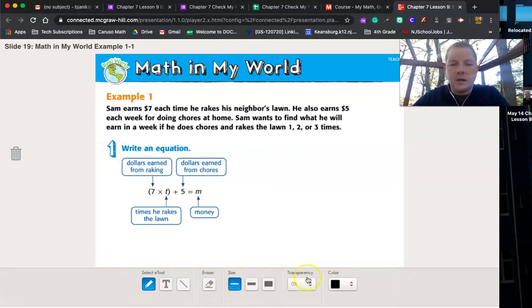It's telling us right here that Sam earns $7 for each time he rakes his neighbor's lawn. So here we have the 7 represents the dollars he gets. The T stands for how many times he rakes the lawn. That's our unknown because we don't know that yet. And then, in addition, he also earns $5 each week for doing chores at home. So we're adding, every week he gets $5 if he does his chores. Then we have to figure out what our actual money is at the end.